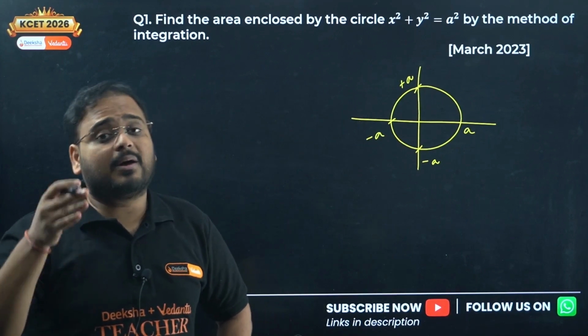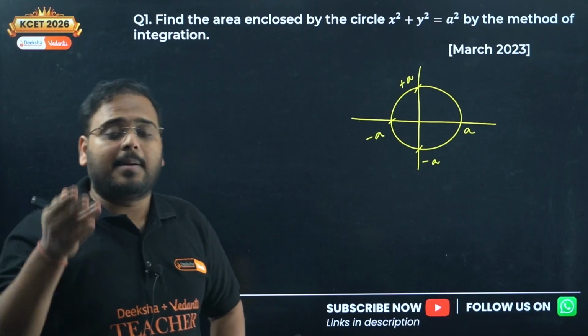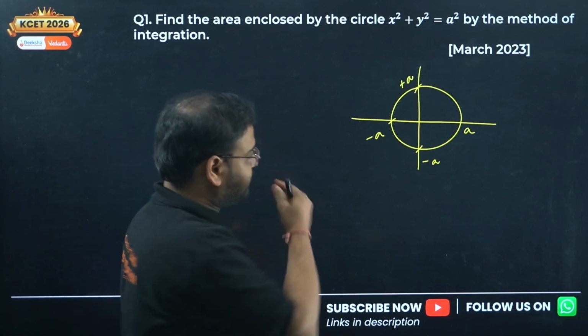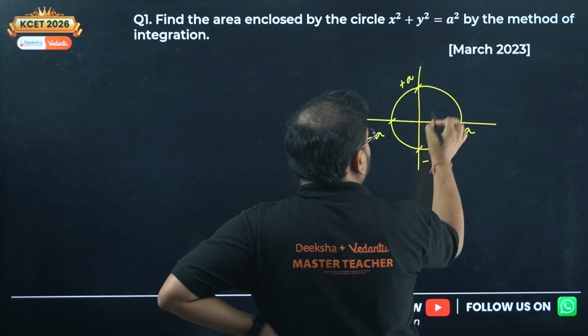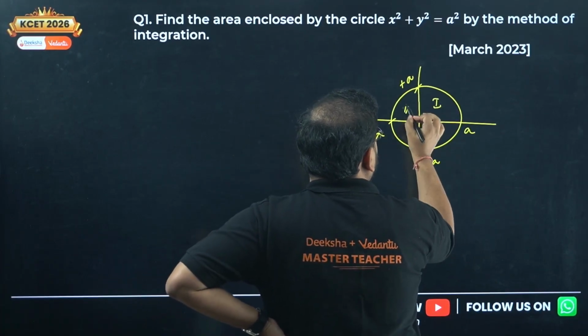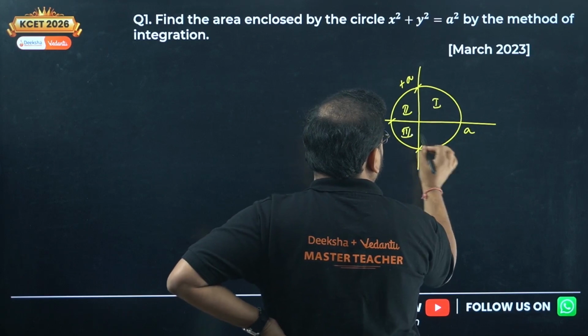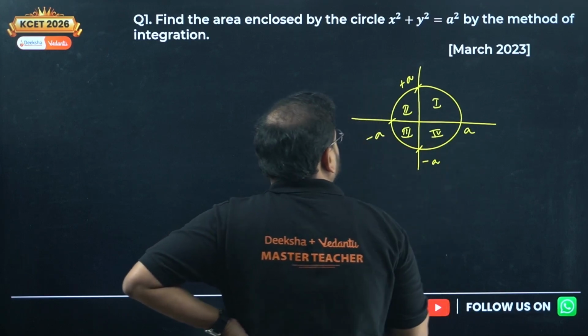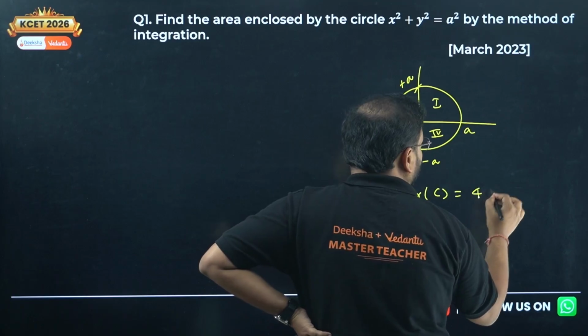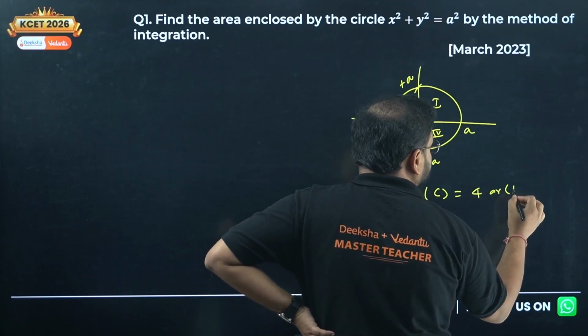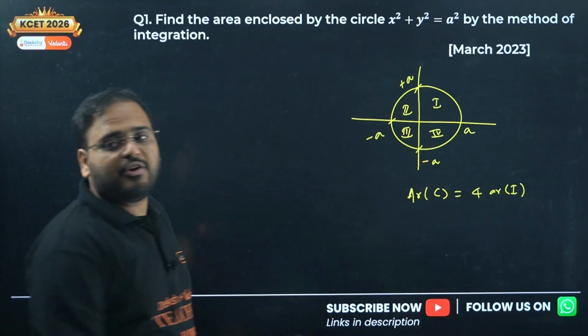In the case of an ellipse, it becomes a and b, because there are two different axes, major and minor. Okay, so I'm looking to get the area of this. Let me divide this into 4 parts: part 1, part 2, part 3 and part 4. So if I want to get the area of the circle, I can write this as 4 times the area of part 1.